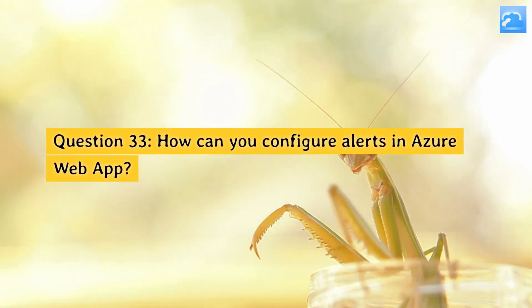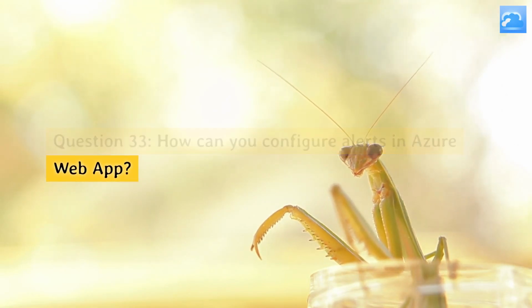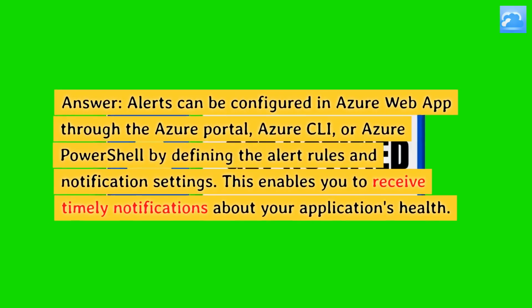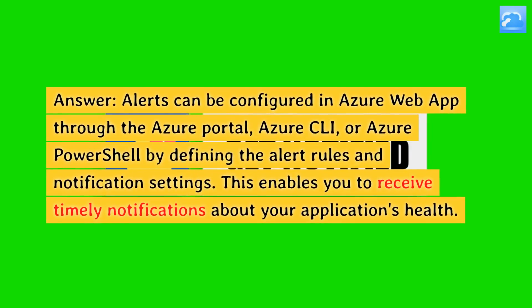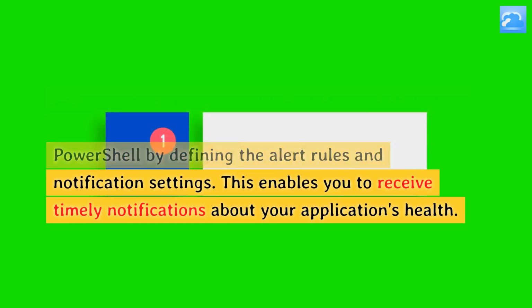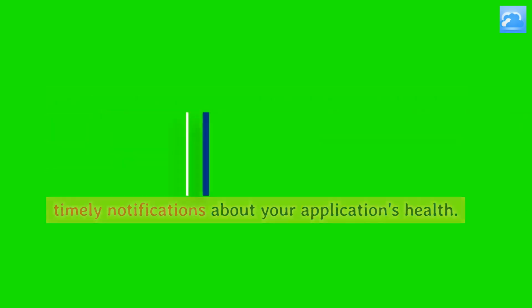Question 33. How can you configure alerts in Azure Web App? Answer. Alerts can be configured in Azure Web App through the Azure portal, Azure CLI, or Azure PowerShell by defining the alert rules and notification settings. This enables you to receive timely notifications about your application's health.